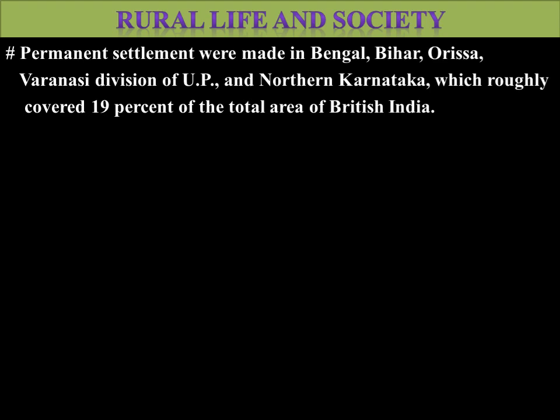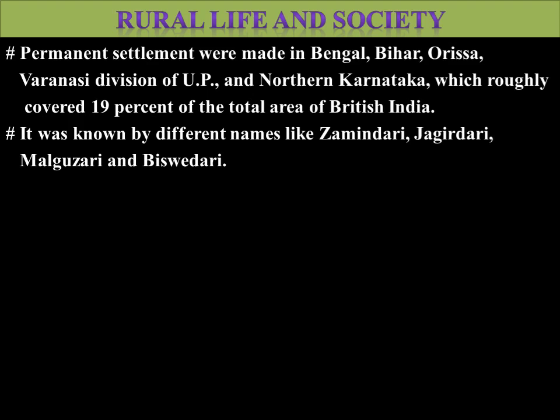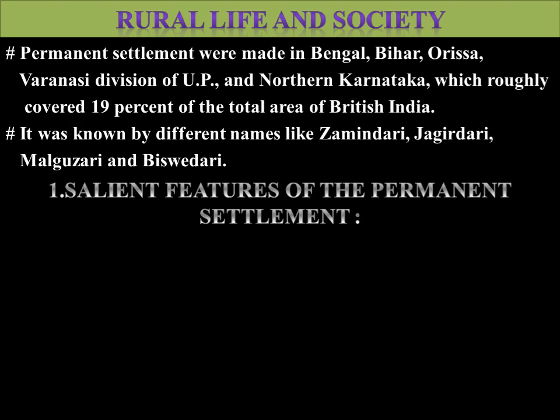The Permanent Settlement was made in Bengal, Bihar, Orissa, Varanasi division of UP and North Karnataka, which roughly covered 19% of the total area of British India. It was known by different names like Zamindari, Jagirdari, Malguzari and Biswedari. Now we are going to learn about the salient features of the Permanent Settlement.